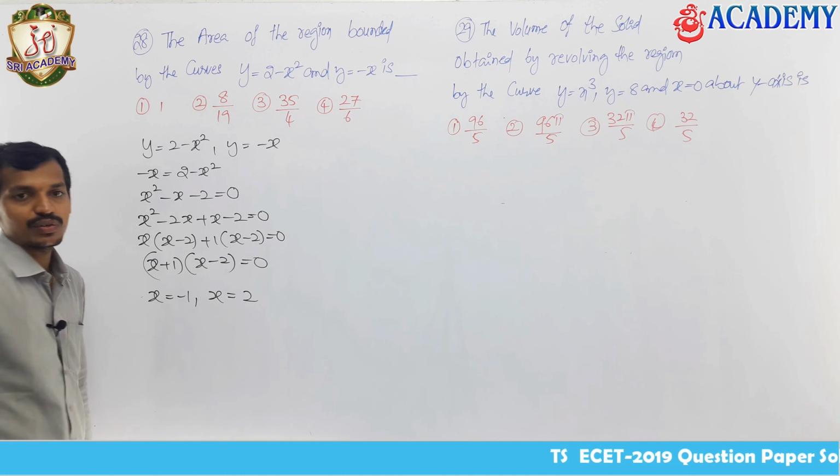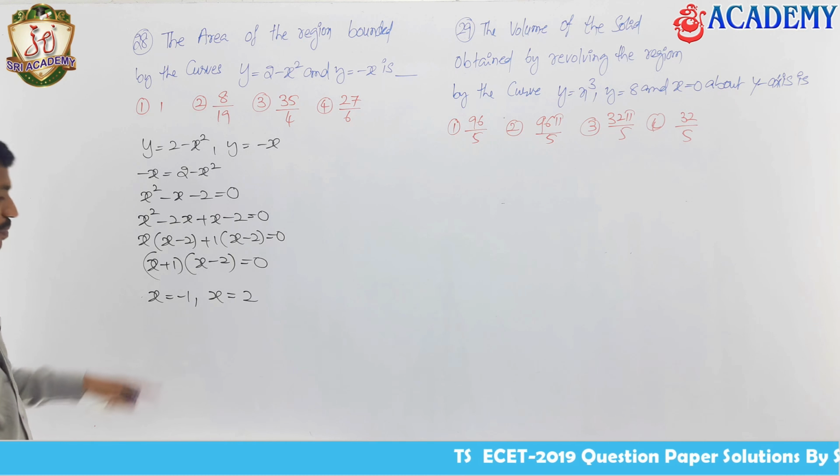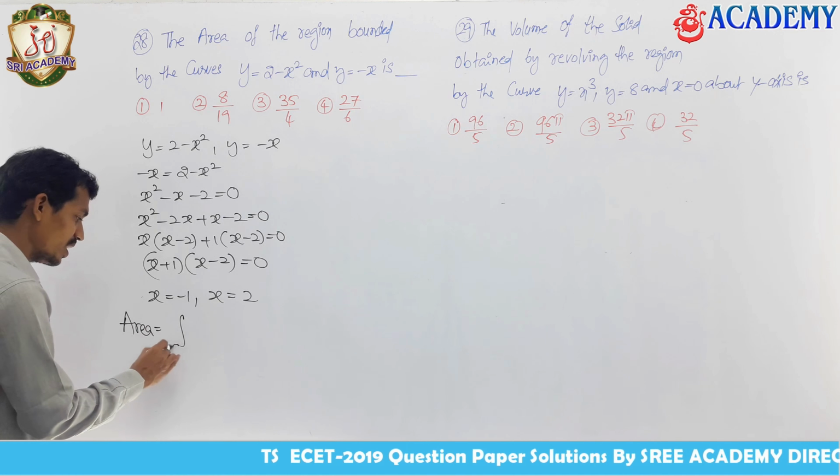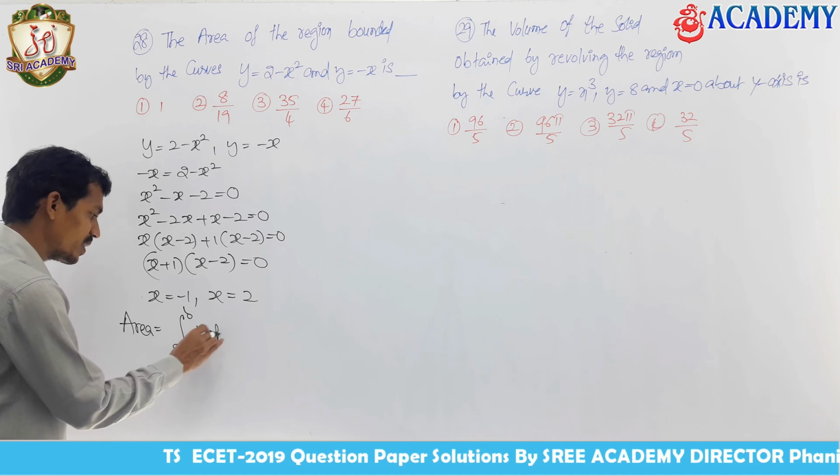Another one is x equal to 2. Now the two coordinates are given. Simply, I am writing the area here. Area is nothing but integral a to b of y of upper curve.